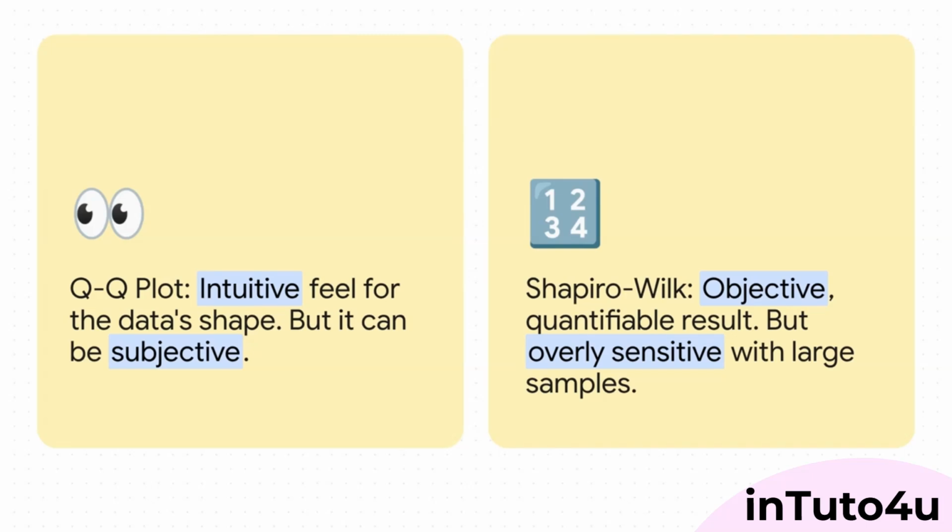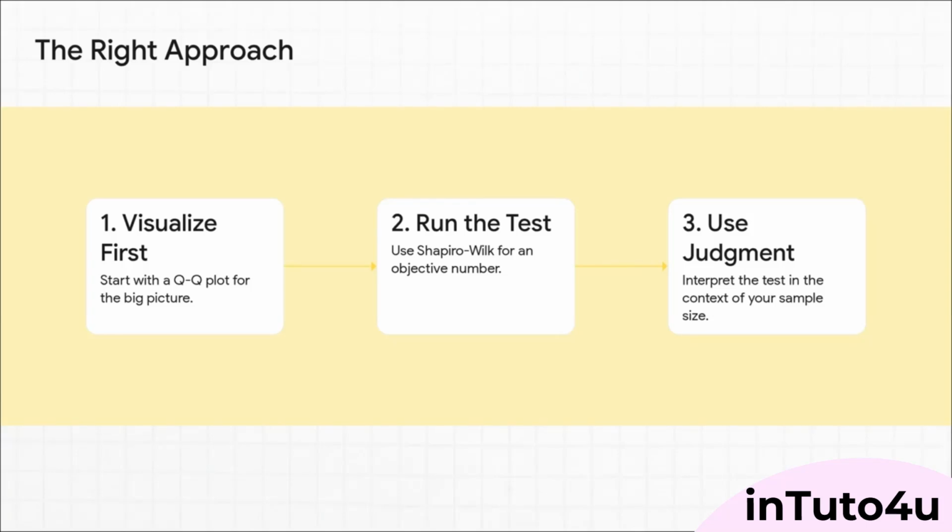So, you see, our two pieces of evidence aren't actually fighting each other. They're telling us two parts of the same story. The QQ plot, our visual inspection, gives us the big picture, the spirit of the law, you could say. The Shapiro Wilk test gives us the letter of the law, the absolute mathematical truth. The catch is that with lots of data, the letter of the law can be just a little too picky for its own good. So, what's the takeaway?